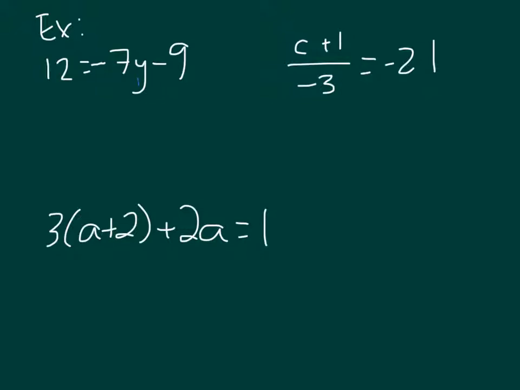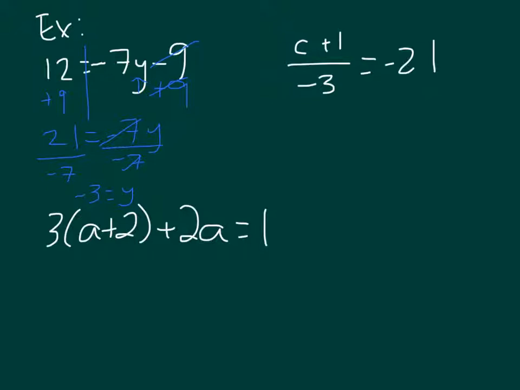Here's my variable, and I am multiplying it by negative 7 and subtracting 9. So I'm going to get rid of the subtracting 9 by adding 9. And then that cancels out here. Remember, my equal sign is like a wall. I must put plus 9 on both sides. So over here I have 12 plus 9 is 21 equals negative 7y. I get rid of this times 7y by dividing by negative 7, and I get negative 3 equals y.